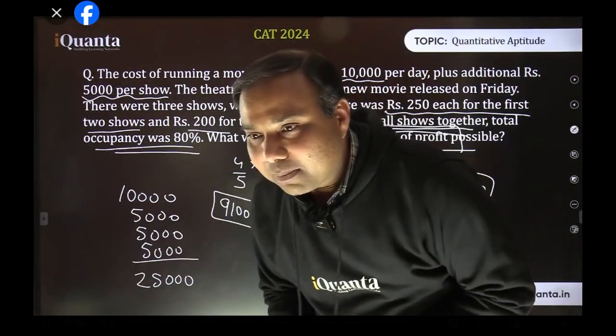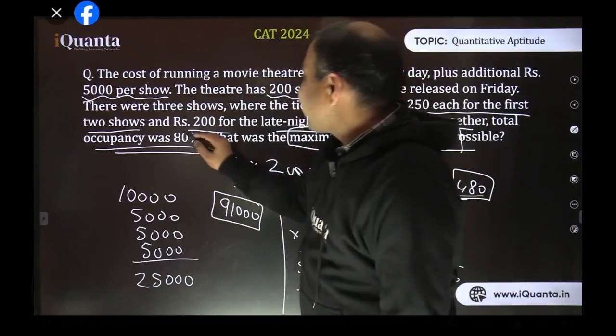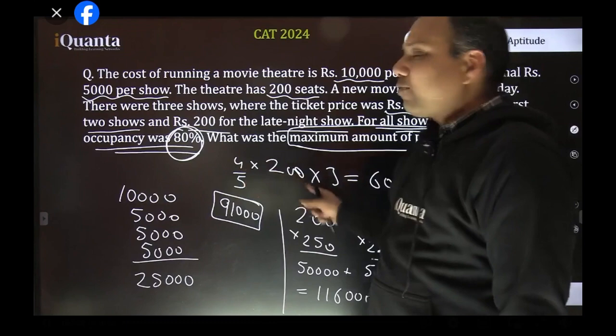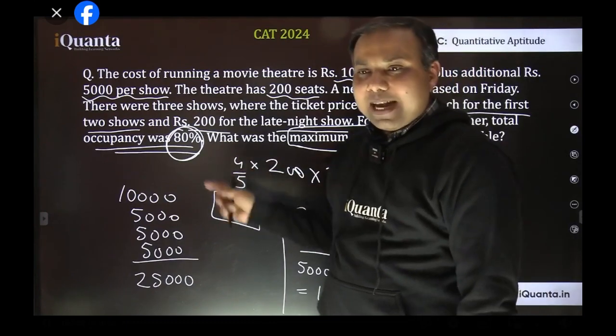Any doubt? Why did you multiply by 4 by 5? Janvi, it said occupancy was 80%. Right? Occupancy was 80%. That's how we multiplied with 4 by 5. That is 80% basically. 80 by 100.